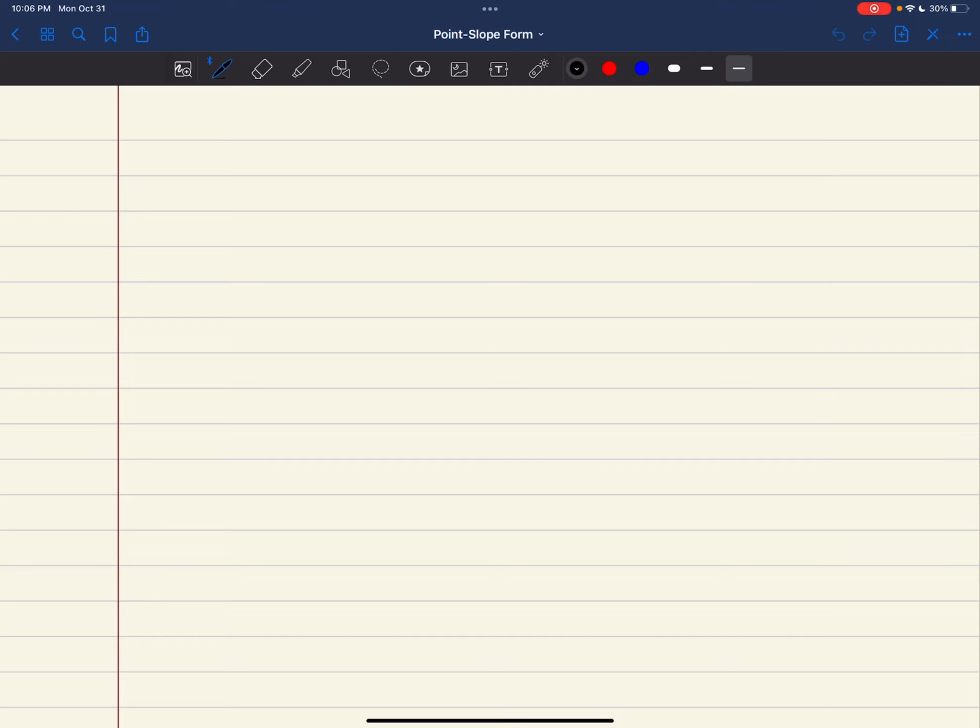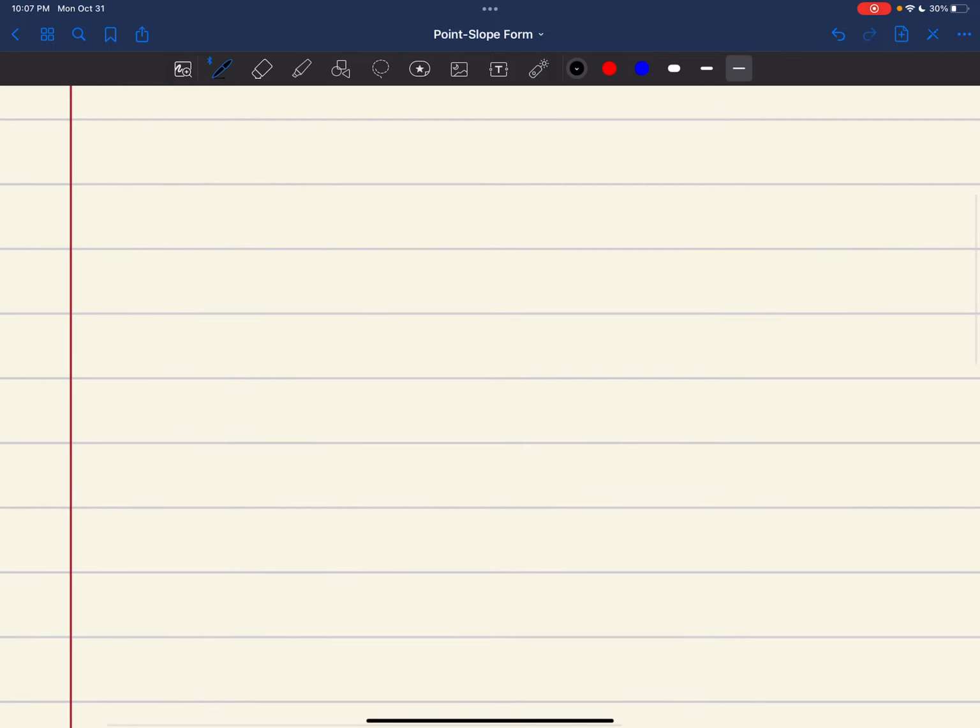Alright, I want to go ahead and begin discussing point slope form. Basically what point slope form is, when you have a point and a slope, we can use the equation y minus y1 equals m times the quantity x minus x1. Right? So what I can go ahead and replace is this y1 and this x1 and also this m if I'm given the information. Okay, so let's go ahead and take a look at a few examples.